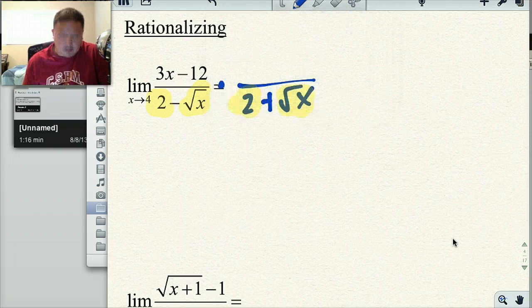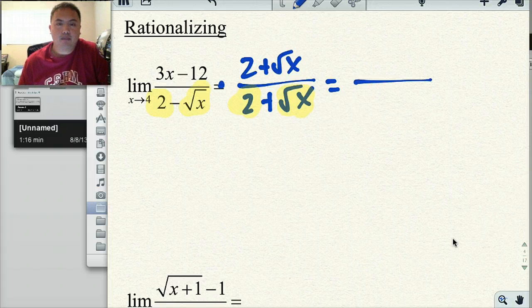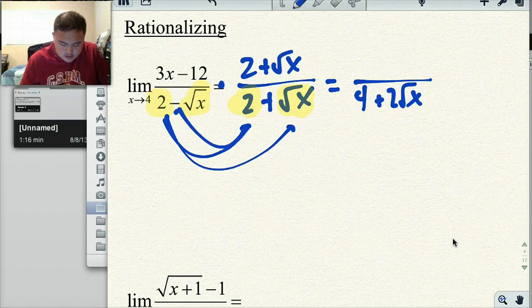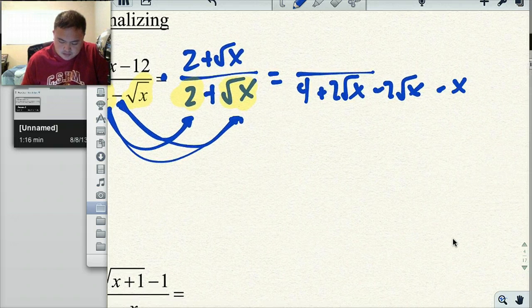If I multiply by the bottom 2 plus radical x, I have to multiply the top by 2 plus radical x. Now, this is why you multiply by the conjugate. If I FOIL the bottom, I get 2 times 2, which is 4, 2 times radical x, which is 2 radical x, negative radical x times 2, and negative radical x times radical x, which is minus x.